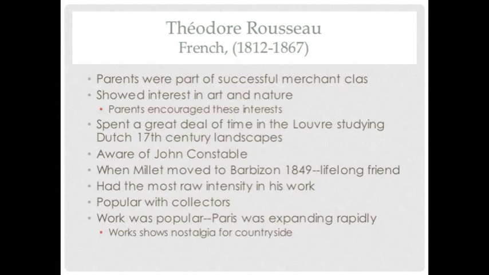Rousseau, as we mentioned, is the most important naturalist landscape painter. He was born in 1812 and lived until 1867. His parents were part of a successful merchant class. As a child, he showed an interest in art and nature. He spent a great deal of time in the Louvre and studied Dutch 17th century landscapes. He also studied the great masters, and you can see this in his colors, which are reminiscent of Rubens, and also the similarities between his landscapes and those of Poussin. He was also aware of John Constable, which we'll see.